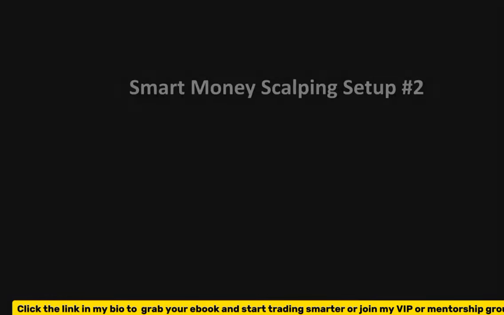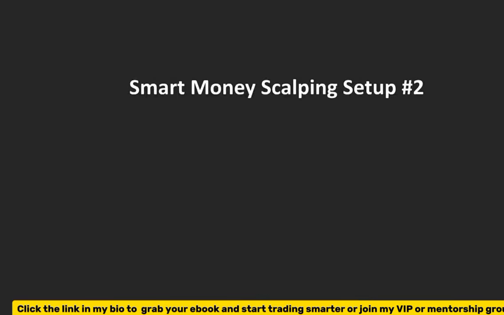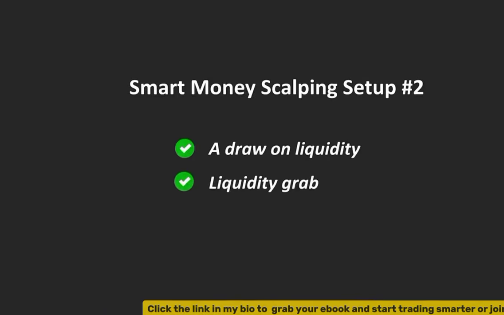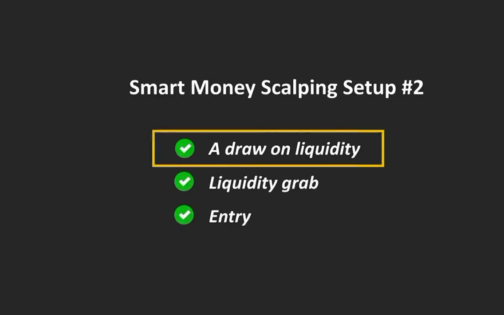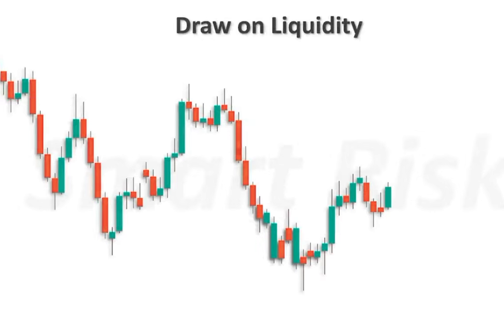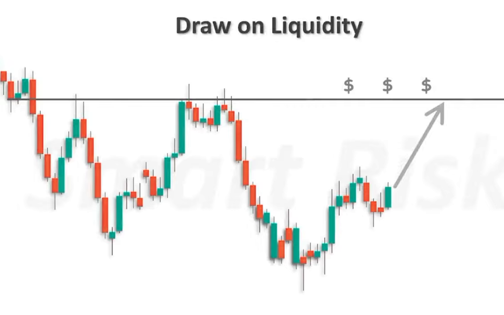Let's continue with the second scalping strategy. This strategy is made up of three main parts: a draw on liquidity, a liquidity grab, and the entry. So, what is a draw on liquidity? It basically means identifying a key liquidity level that price is moving toward.